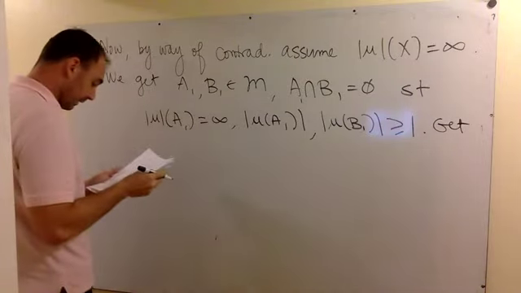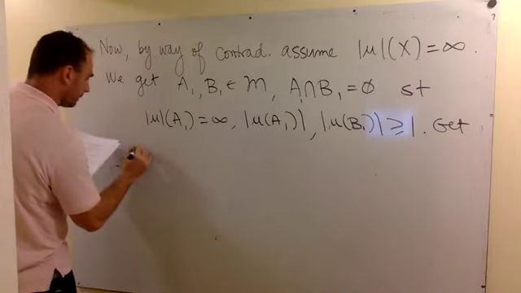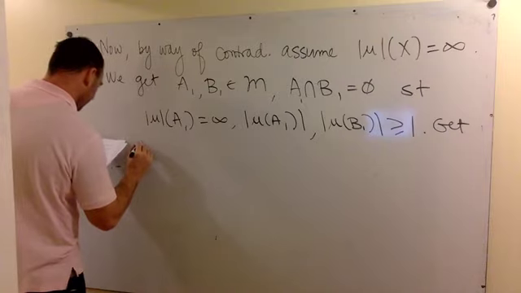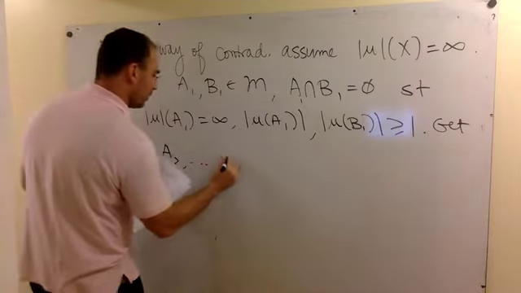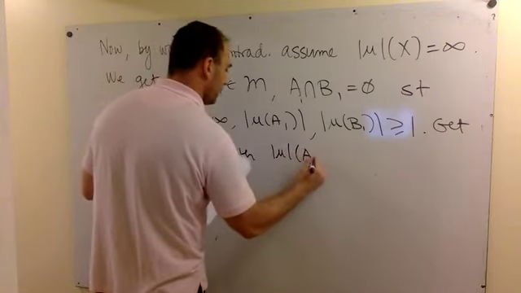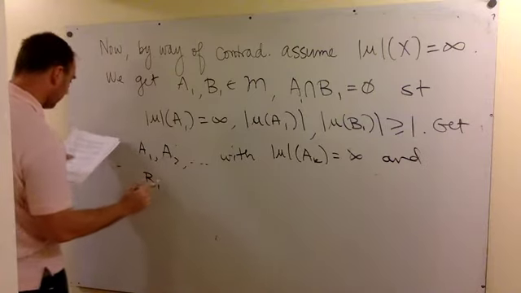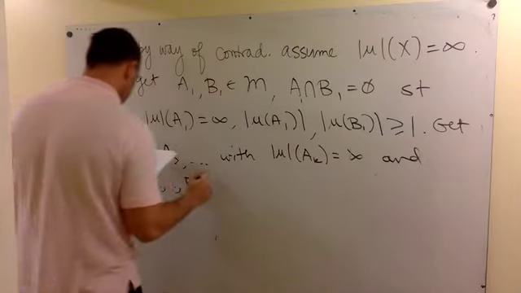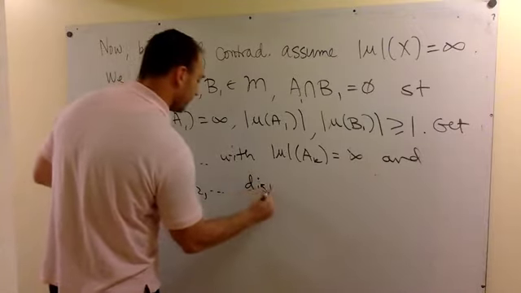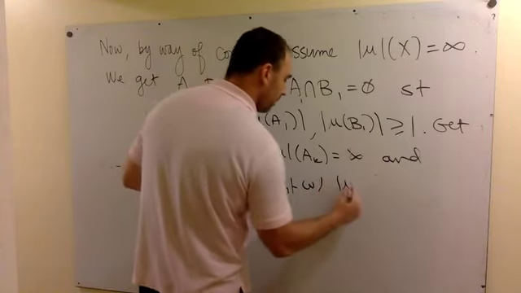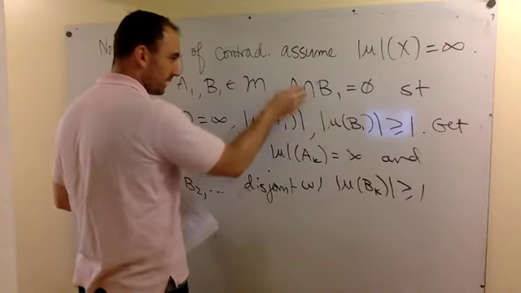So what we get at the end of the day is a sequence A1, A2, etc. with μ(Ak) equal to infinity, and B1, B2, and so on, disjoint, with |μ(Bk)| greater than or equal to 1. Why are they disjoint? Well, all of these things are disjoint, and I perform the procedure in each one.